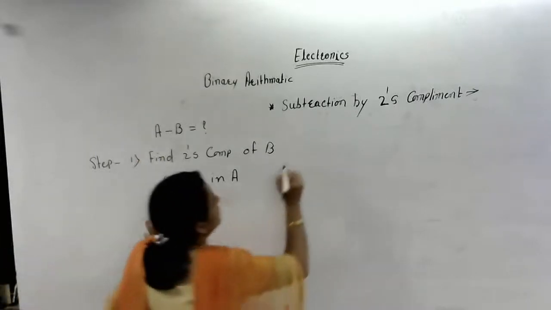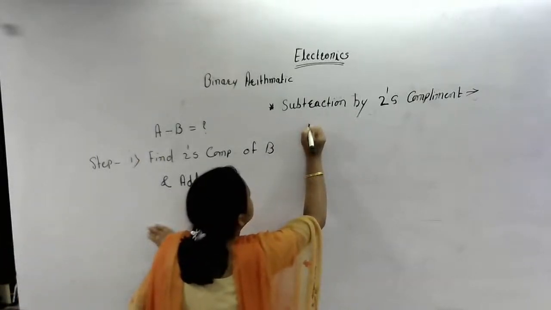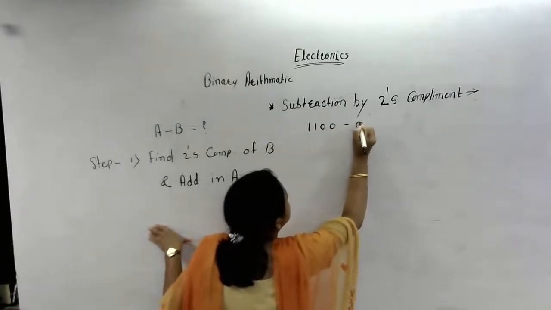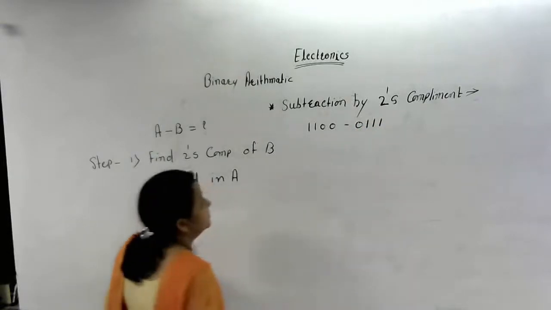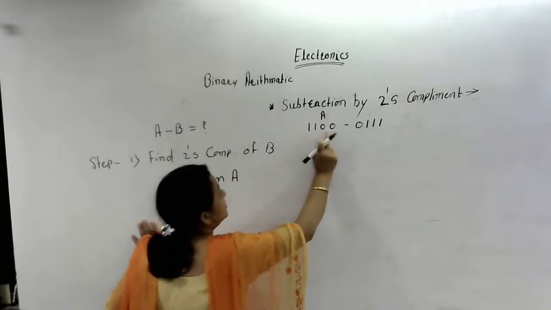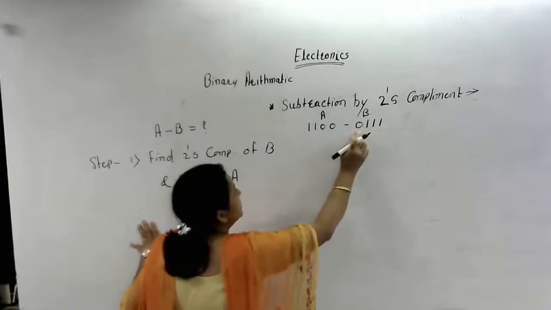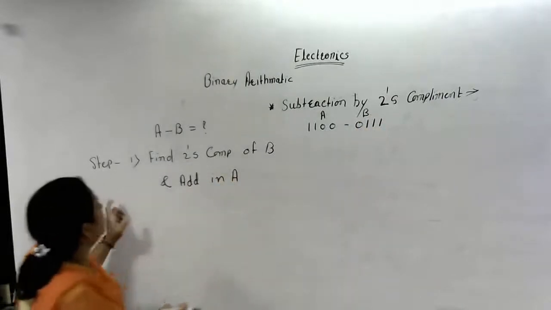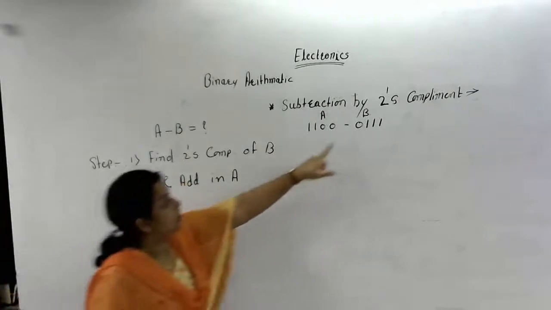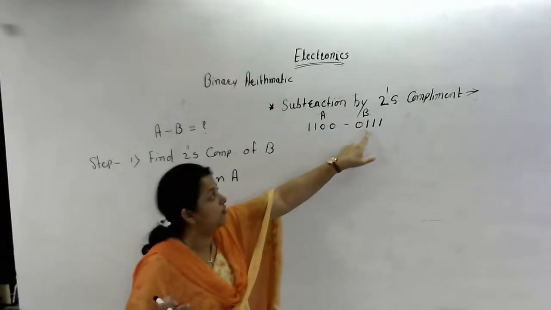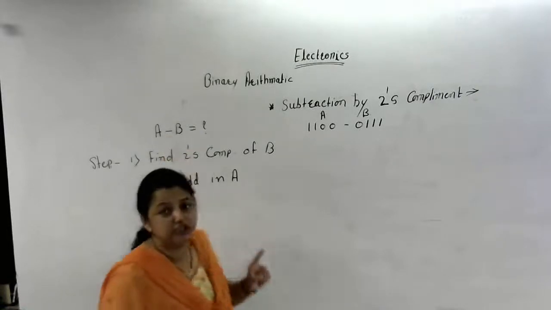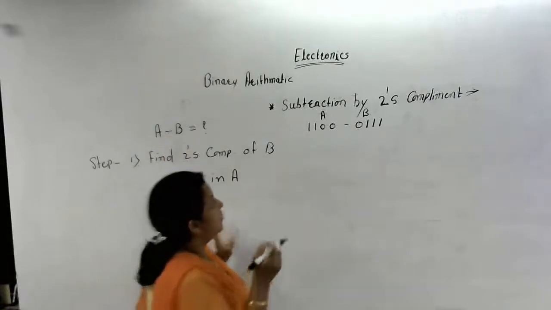Here we perform one example: suppose 1 1 0 0 minus 0 1 1 1. Your A is 1 1 0 0 and your B, the subtrahend, is 0 1 1 1. Then what do you perform in step 1? Find the 2's complement of B. Means you find the 2's complement of 0 1 1 1 and add it to A. The subtraction is converted into addition.